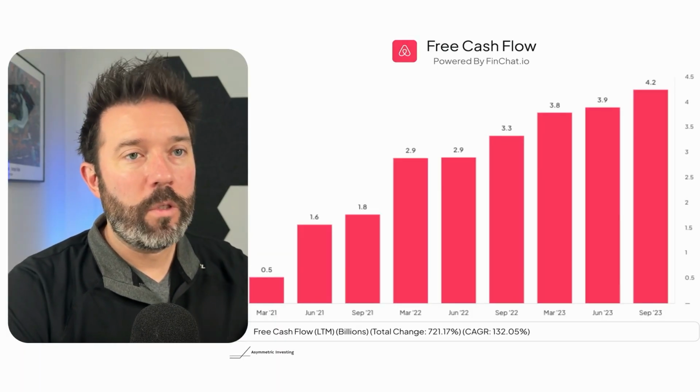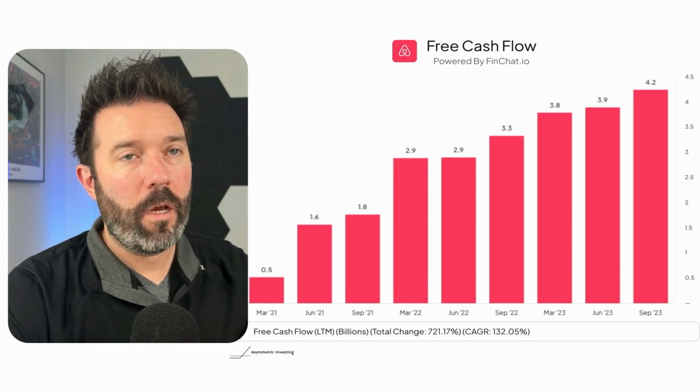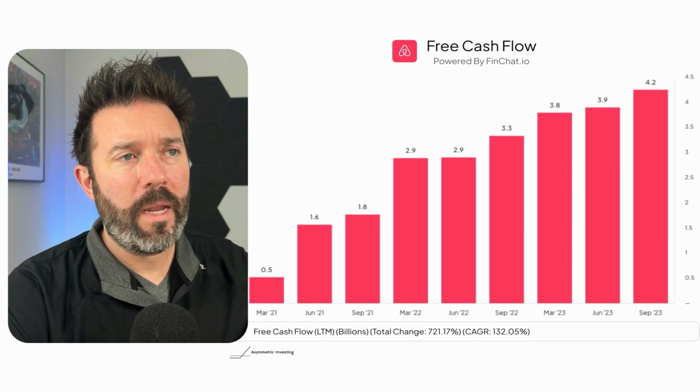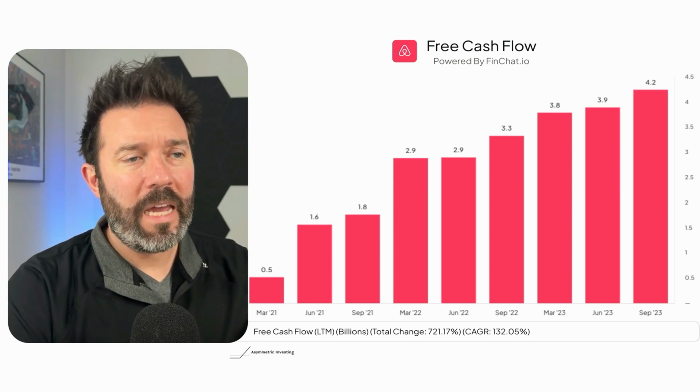And free cash flow, you see a similar trend, $4.2 billion over the past year. This is not a cheap stock, 23 times earnings right now. On a forward basis, the price to free cash flow is 27. So $126 billion market cap, you pull out the cash that they have on the balance sheet. This is still an expensive stock, but it's also a very high growth company.